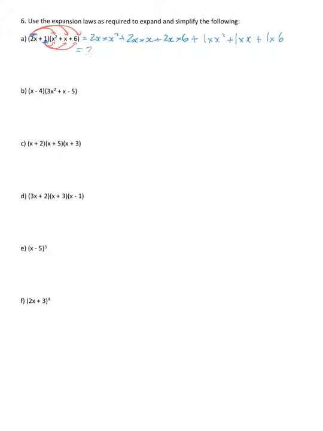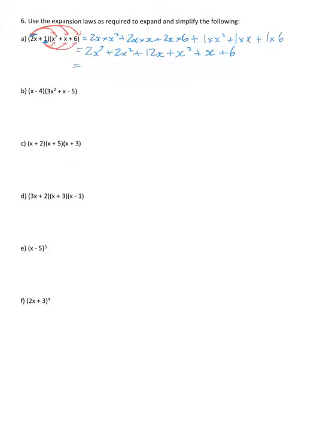2x times by x squared is 2x cubed, plus 2x times by x is 2x squared, plus 2x times by 6 is 12x, plus 1 times by x squared is just x squared. So 1 times by x is x, and 1 times by 6 is 6.